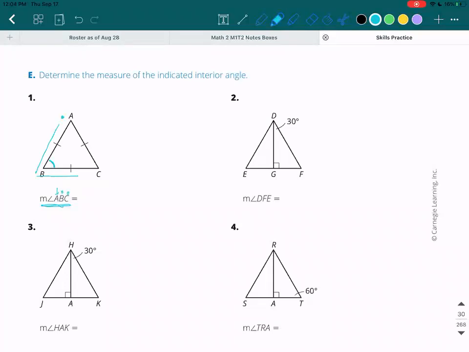We have an equilateral triangle, which means that all three angles are equal anyways. Remember that the total sum of any triangle's interior angles is 180. So if we want one of those angles, you just take 180 divided by 3, and you'll get 60 degrees. In an equilateral triangle, all the angles are 60 degrees. So the measure of angle ABC is 60 degrees. Any questions?